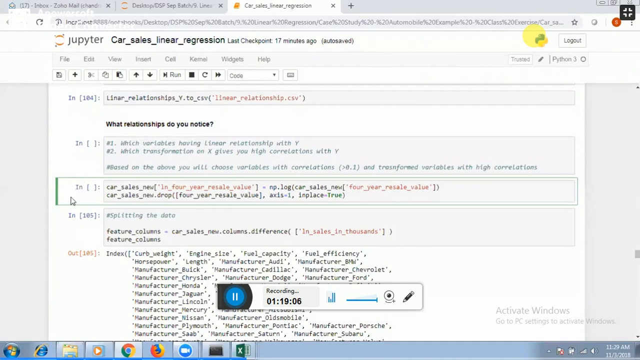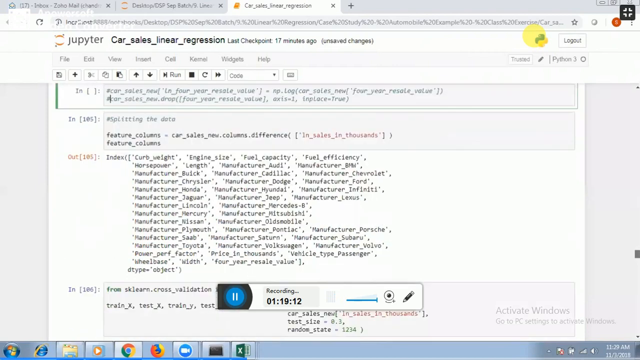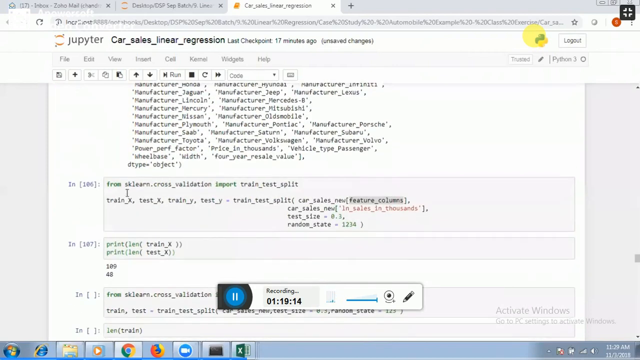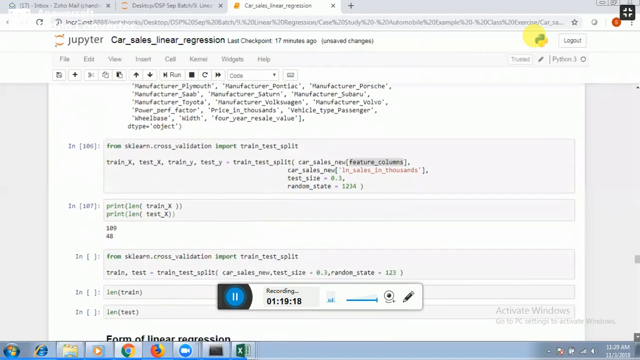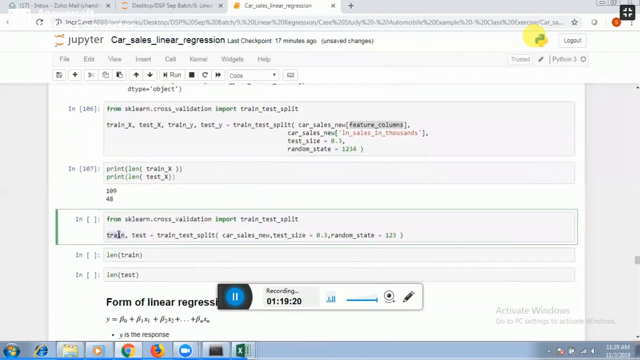Okay, so now you are clear with splitting the data into train and test with train X and test X, train Y and test Y. But if for some reason you want to create a train and test in this manner, you can directly supply the data set and use these two things as they are. There is no difference.